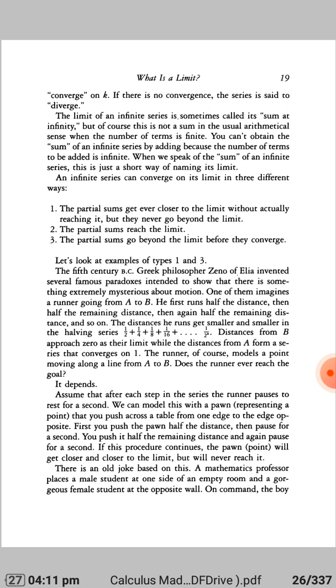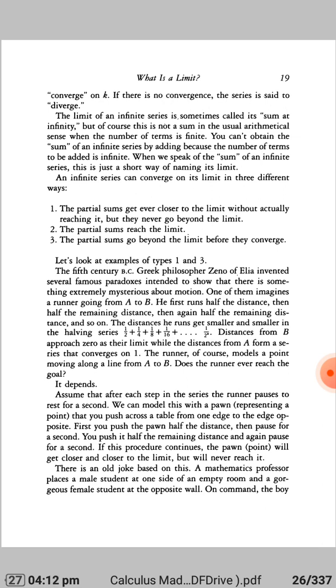An infinite series can converge on its limit in three different ways. One: the partial sums get ever closer to the limit without actually reaching it, but they never go beyond the limit. Two: the partial sums reach the limit. Three: the partial sums go beyond the limit before they converge. Let's look at examples of types 1 and 3.